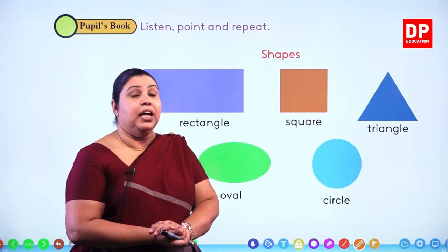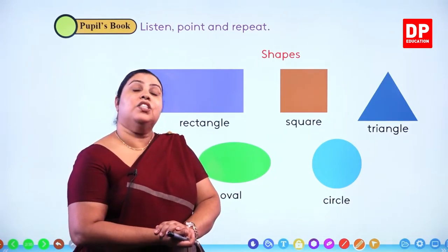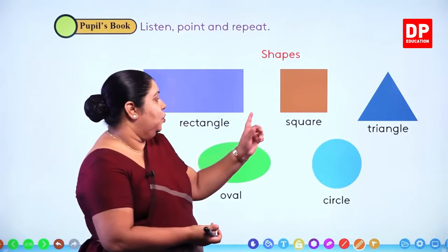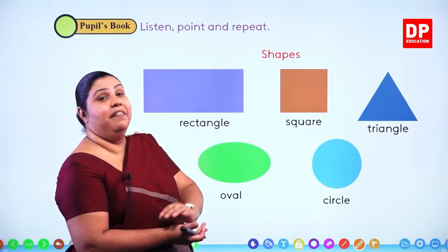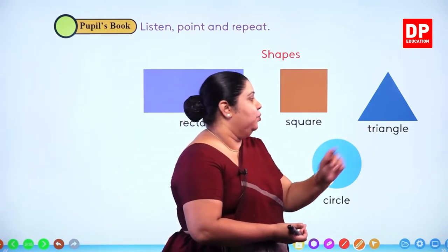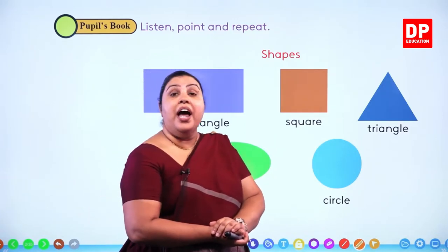Rectangle. Square. Square is this picture. Alright. Then we have the next one, which is over here. We call that shape a triangle.